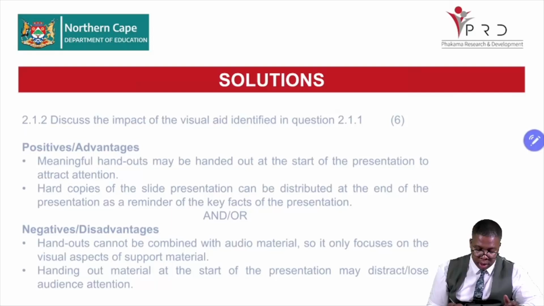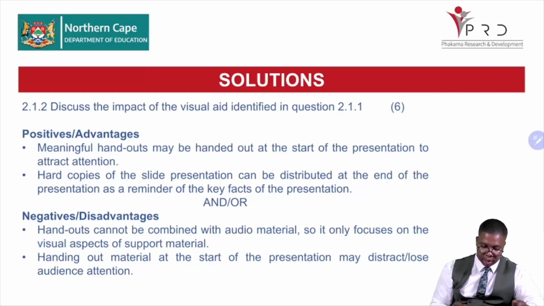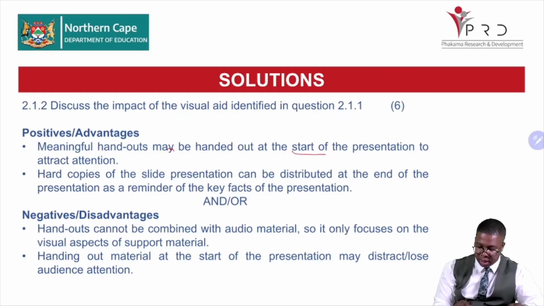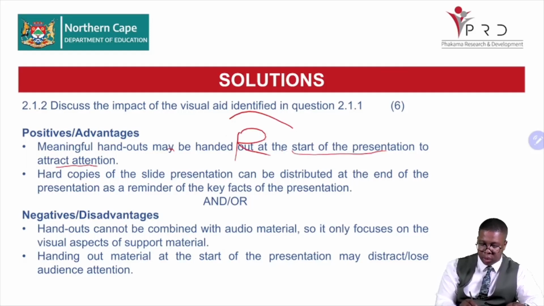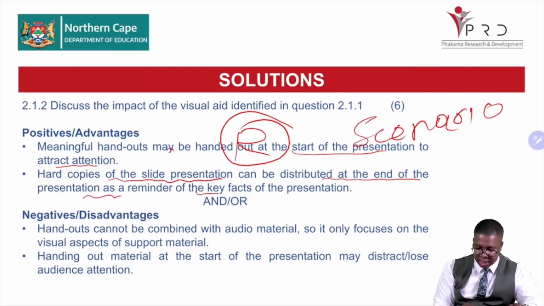Then let's look into the positives and the negatives now, discussing the impact of the visual aid identified, which was the handout. Meaningful handouts can be handed out at the start of the presentation to attract attention. We won't give this one a mark because it's a repetition. We saw it from the scenario. Hard copies of the slide presentation can be distributed at the end of the presentation as a key reminder of the key facts of the presentation.